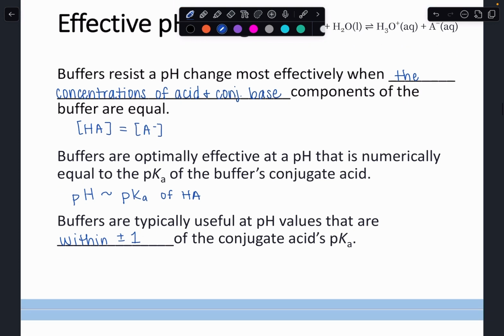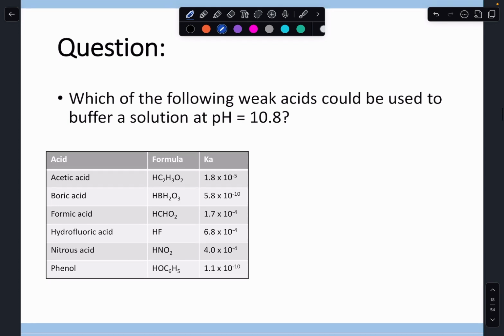Here's a learning check applying that. It says, which of the following weak acids could be used to buffer a solution at pH 10.8? Well, we're looking for an acid that has a pKa near 10. So we would have to find the pKa of each of these acids. I have found a couple already. Remember, we're just taking negative log of the Ka. Acetic acid pKa is about 4.74. Boric acid is about 9.23.